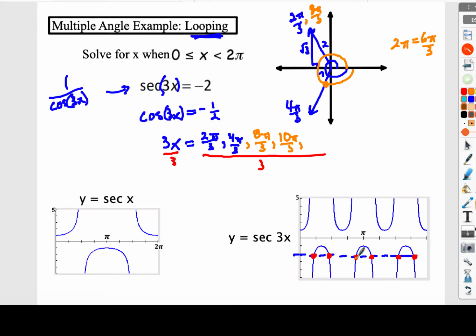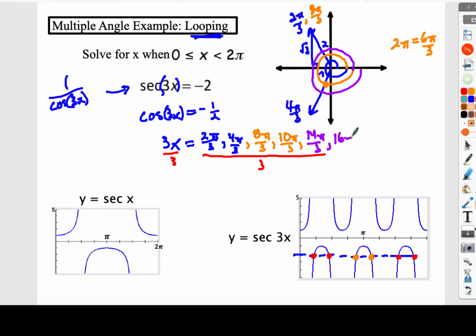And again, those would have been the third and fourth answers down here on our graph. Finally, let's go ahead and get our last ones. Let's go one more loop around. Again, I'm going to add another 6 pi over 3. So that would be 14 pi over 3.